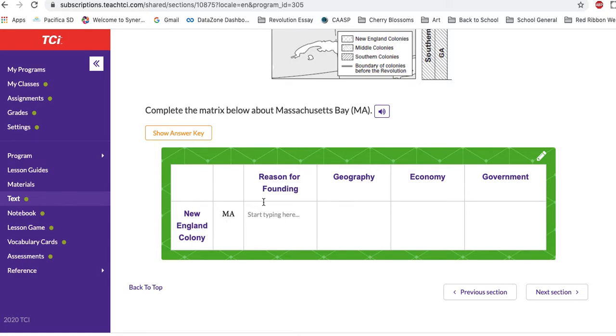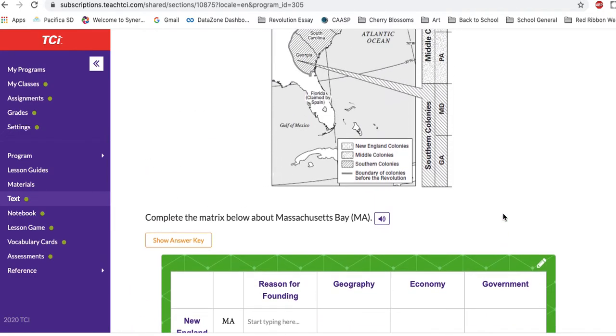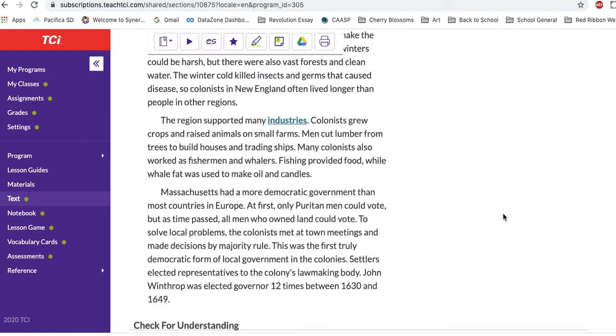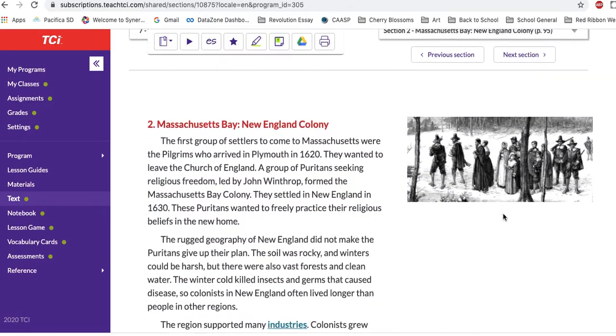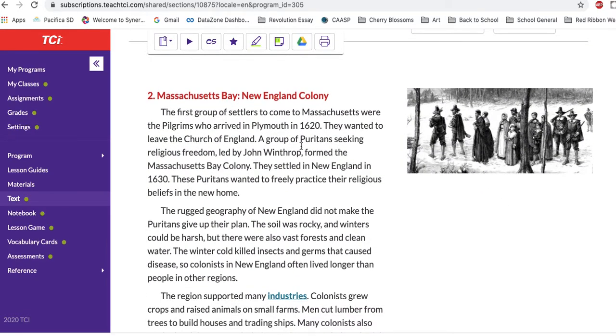So as you can see here in this matrix, it says New England colony for MA, which is Massachusetts. So while I'm reading, I'm going to be looking for these ideas. What is the reason for founding the colony? What is the reason for going there and starting this colony? What is the geography like? What is the economy like? And what is the government like?